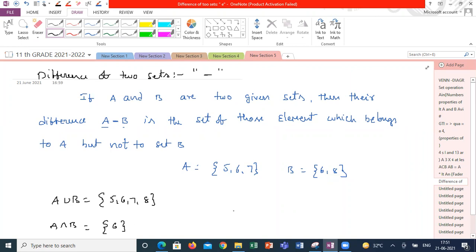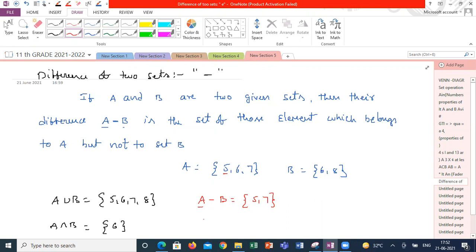Are you clear so far? The meaning of A difference B: I collect all the elements of A, and I omit the elements of A which are repeated in B. Is 5 repeated? No. Is 7 repeated? No. 6 is repeated in B, so I omit the 6. So this is the meaning of difference. I take the elements of A which are different from B. Understand what the meaning of difference is? Yes, sir.